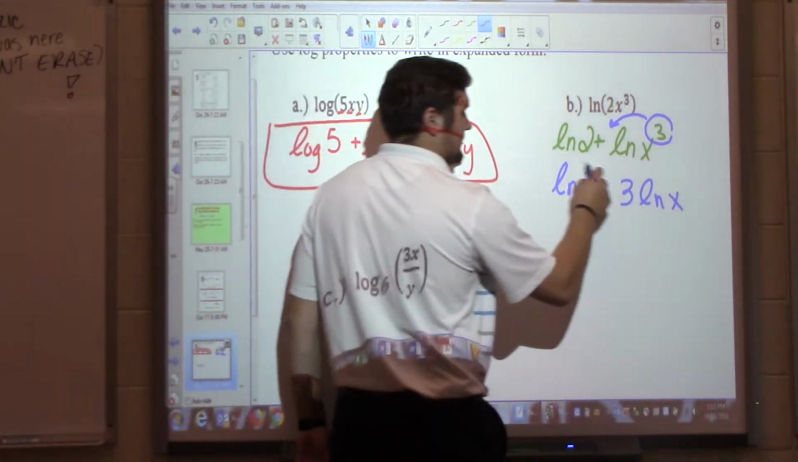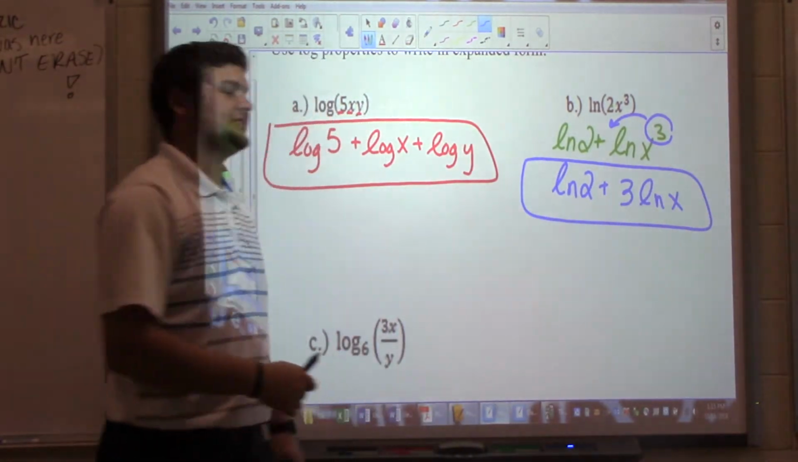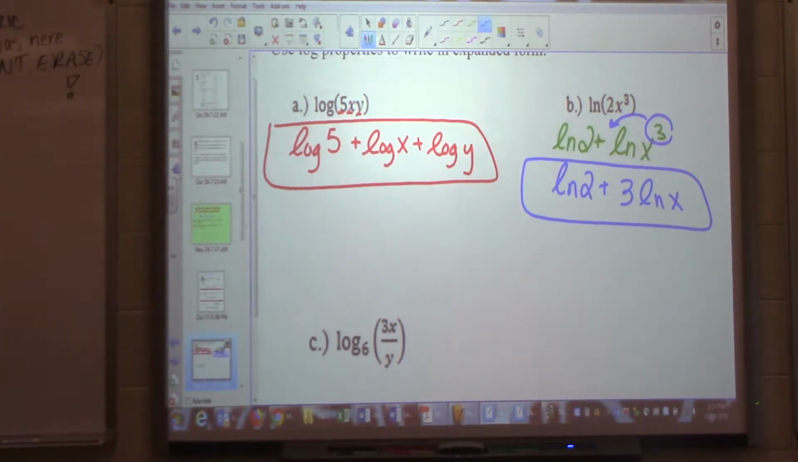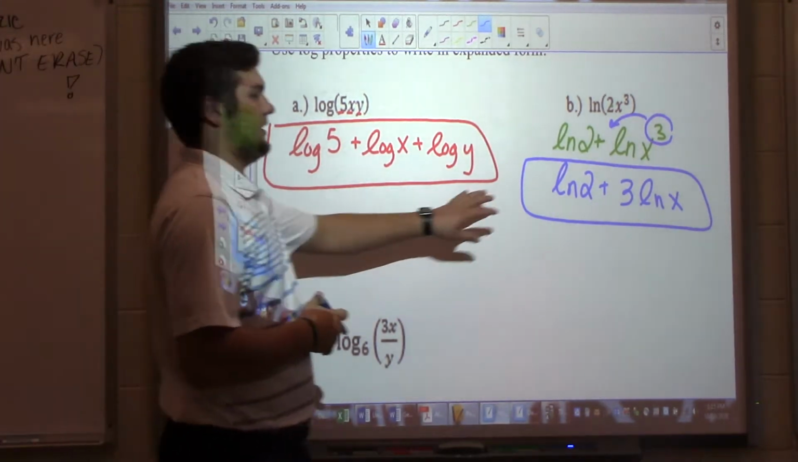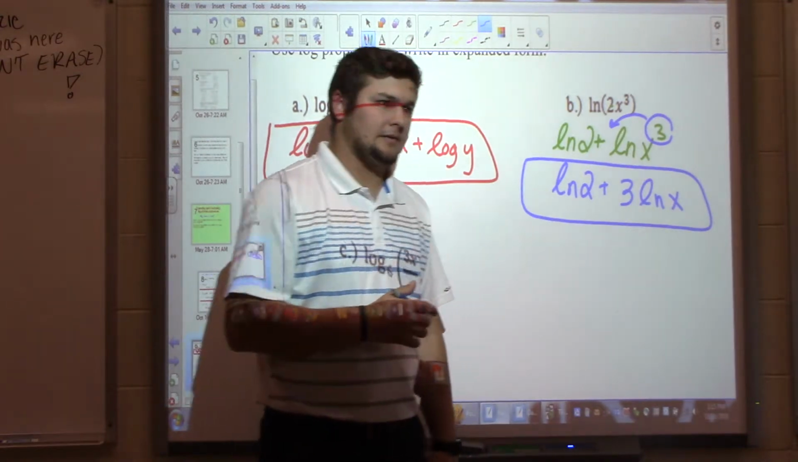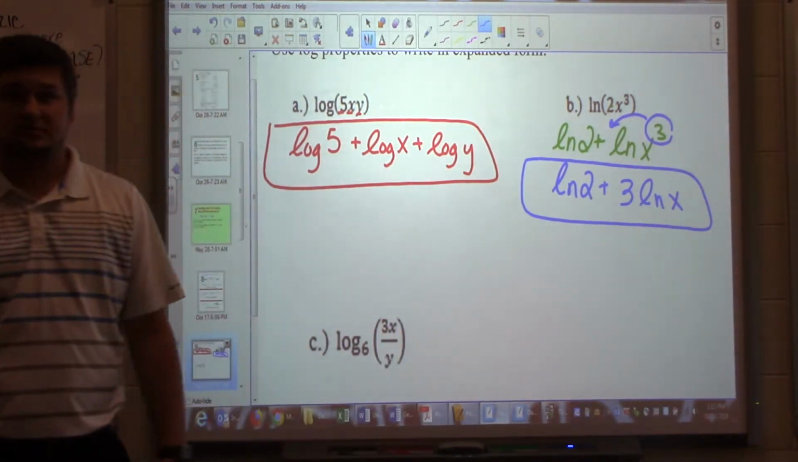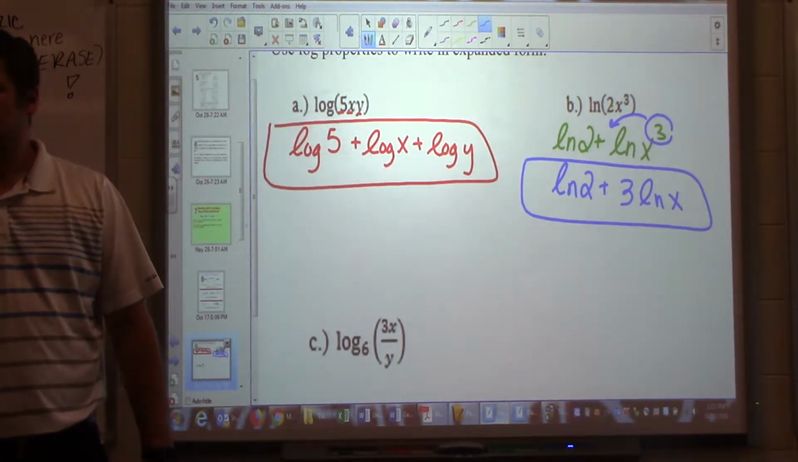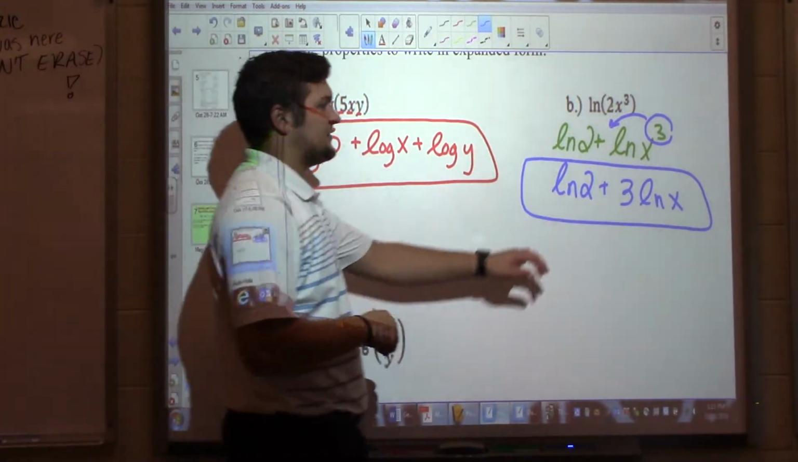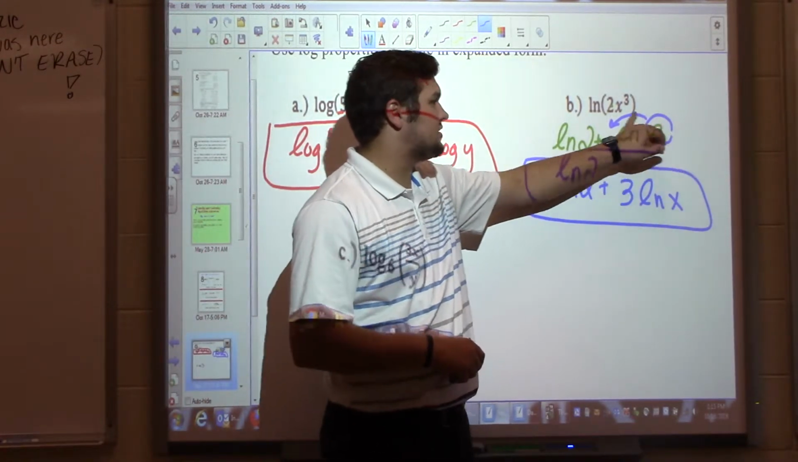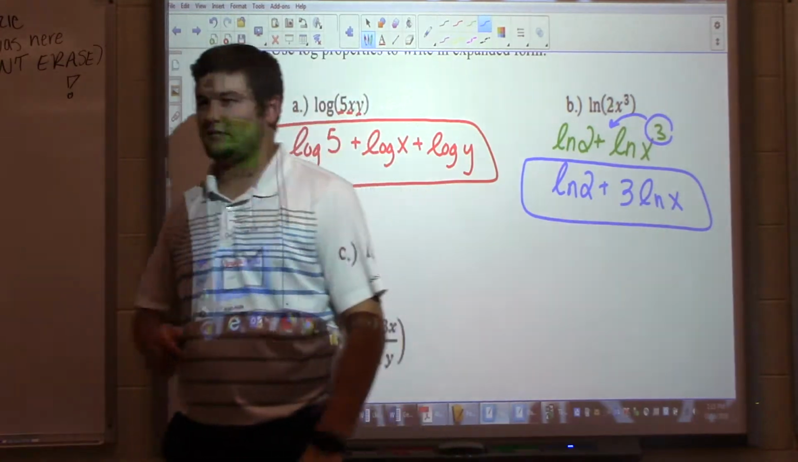And now I'm done. It's expanded as much as possible. I don't need to worry about it. Okay? Does that make sense? Wait, why does a 3 go in there? Because anytime I have an exponent, my exponent turns into multiplication out in front. Okay?